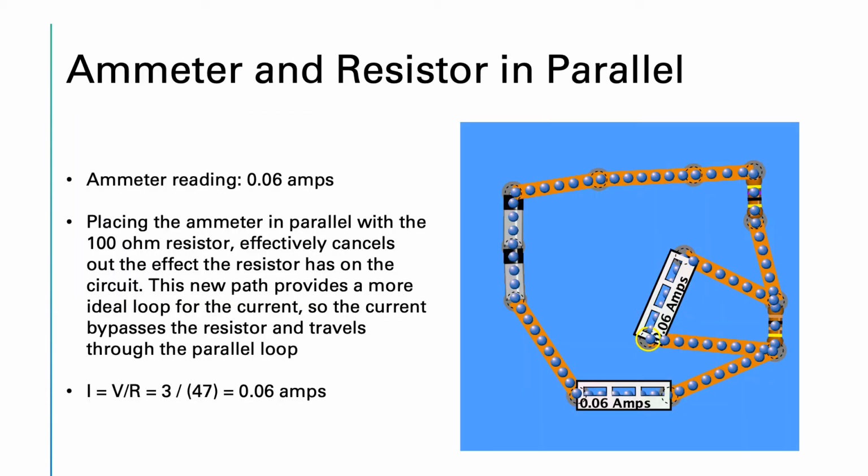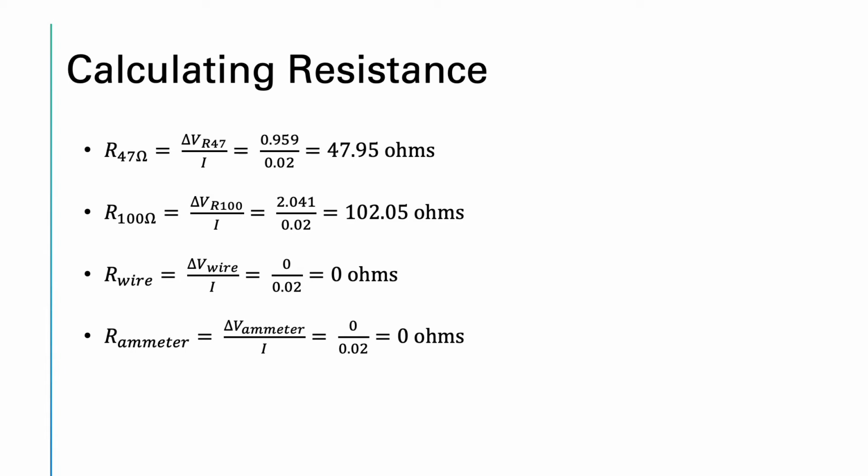Next, we added an ammeter in parallel with the 100 ohm resistor, and we can see that the ammeter reads 0.06 amps now. This is because by placing the ammeter in parallel with the 100 ohm resistor, we effectively cancel out the effect the resistor has on the circuit. This new path provides a more ideal loop for the current, so the current bypasses the resistor and travels through the parallel loop. On this slide, we use Ohm's law to calculate resistance for 4 different parts of the circuit. The 47 ohm and 100 ohm resistors both have resistance that is calculated pretty close to their predicted values, 47.95 and 102.05, while the resistance of the wire and the ammeter both equal 0.